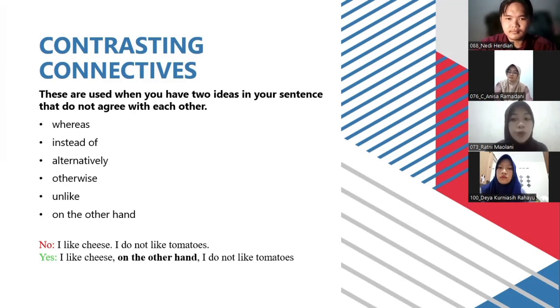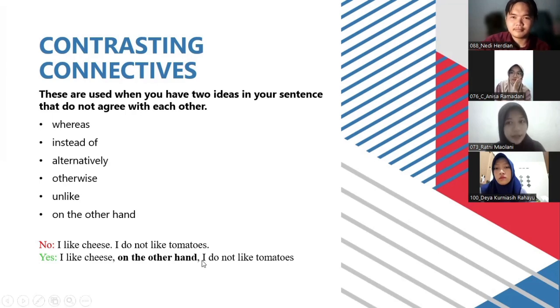Here are two examples of contrasting connectives. The first one is instead of. He chose tea instead of coffee in the morning. And the second one is unlike. Unlike his sister, he doesn't like tea. That's all about contrasting connectives and illustrating connectives. That's all from me.